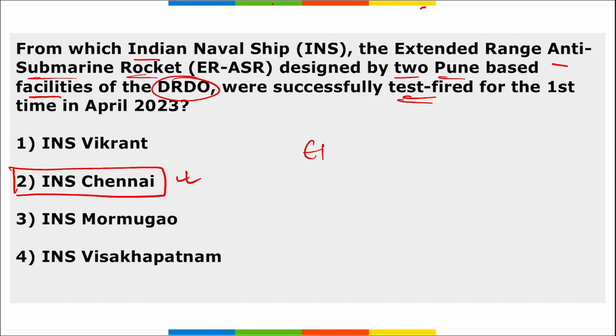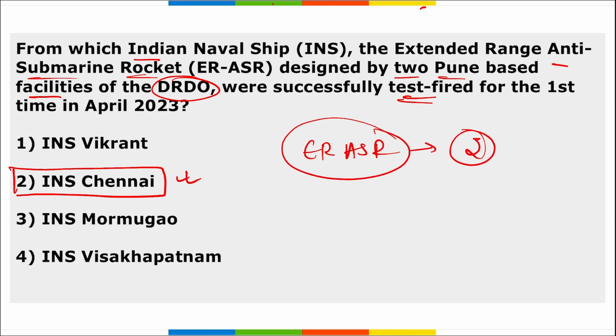This extended range anti-submarine rocket was developed by two Pune-based facilities of DRDO only, right? And why was it developed? Earlier anti-submarine rockets existed, but the extended range one was developed to extend the range. Earlier these rocket guided bombs had a range of almost 5 kilometers, but this extended range anti-submarine rocket has a range of 8+ kilometers.